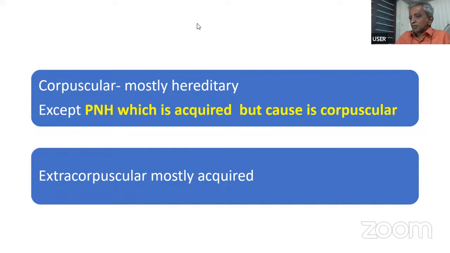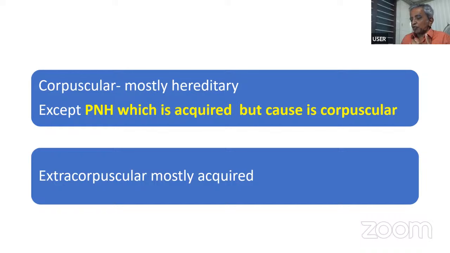And PNH. I said corpuscular defects are mostly hereditary. PNH is an example which is an acquired cause, an acquired clonal disorder, but it is corpuscular. So what is the general rule? Corpuscular are mostly hereditary. Exceptions. There are 2-3 other exceptions. PNH is an exception to this rule. It is an acquired clonal disorder. It happens around 50 years, 60 years.